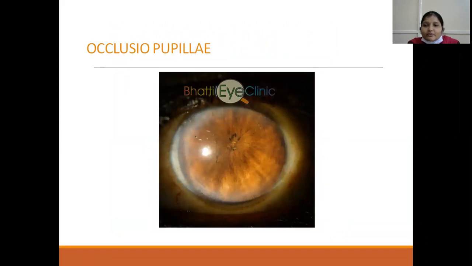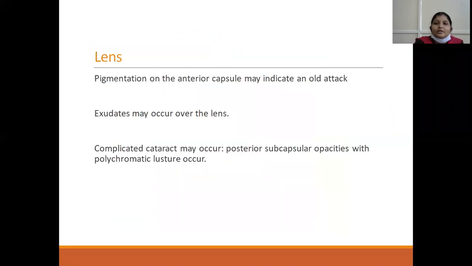Do not get confused between seclusio pupillae and occlusio pupillae. Seclusio pupillae is when the pupillary margin gets secluded to the lens. Occlusio pupillae means exudates completely block the pupillary region. Next, coming to the structure, lens. So what are the various signs you see in the lens? The most important one is complicated cataract. And also we can see pigmentation of the anterior capsule, or exudates present over the surface of the lens.